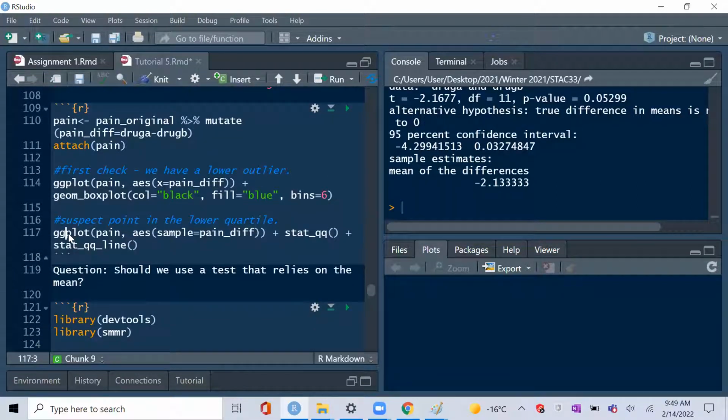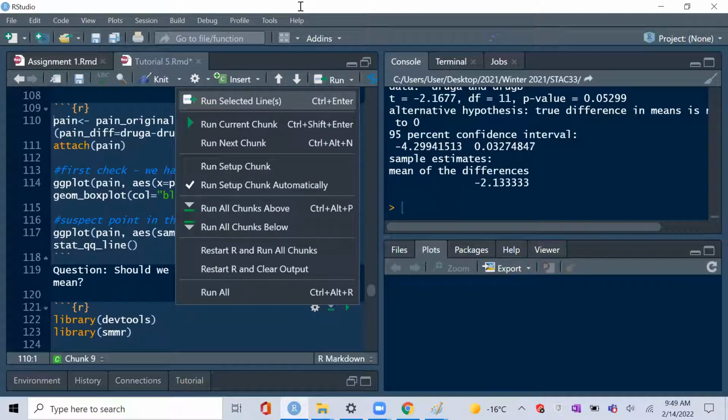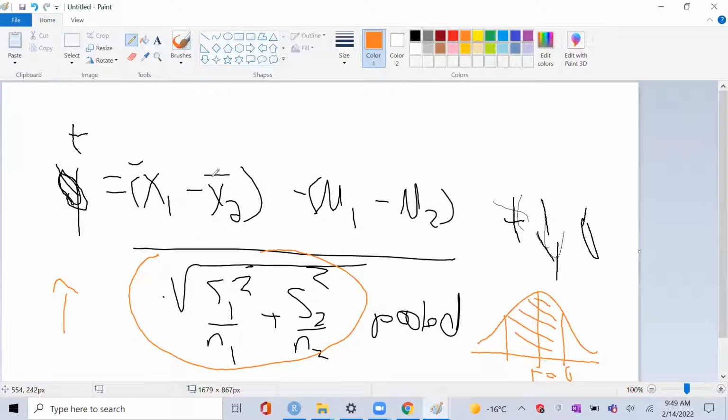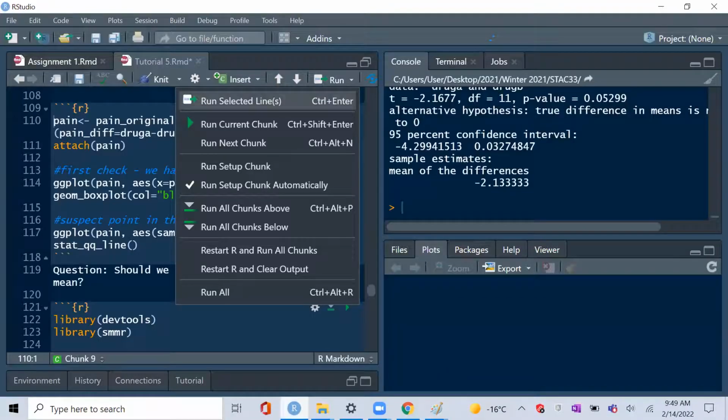First, I'm going to actually mutate. I'm going to create another column of my data frame that is called pain diff. It takes the difference of my two variables because I need that for my t-test, right? As you can see here, you need this for the t-test over here. So I'm going to do that.